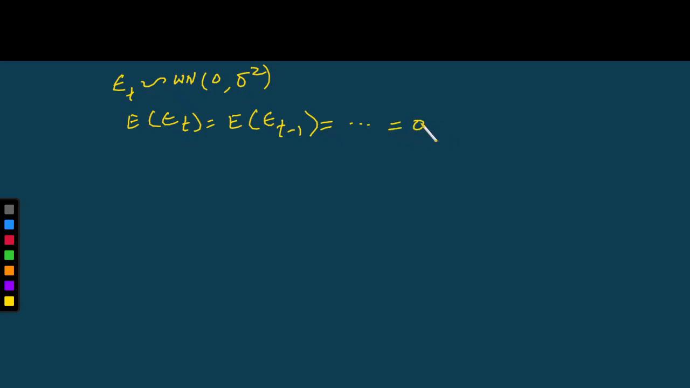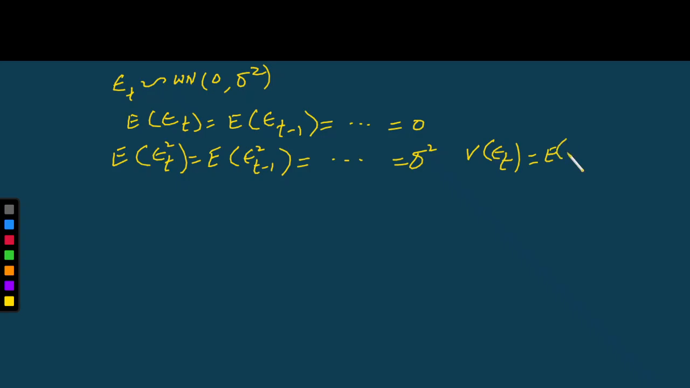We say that epsilon t is a white noise process with mean zero and variance sigma squared. What does this mean? The expected value of epsilon t, or of epsilon t minus 1, or any other lag, is always equal to 0, and the expected value of epsilon t squared, or of any other lag, equals sigma squared. This is basically equal to the variance of epsilon t. Why? Because variance is the expected value of epsilon t minus the expected value of epsilon t, whole squared. As the mean is equal to 0, this equals the expected value of epsilon t squared, and its lags all have mean 0. So this is our first condition, and this is our second condition.